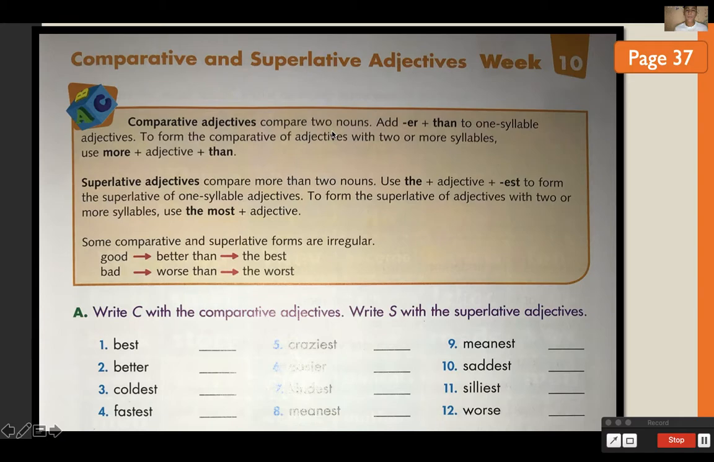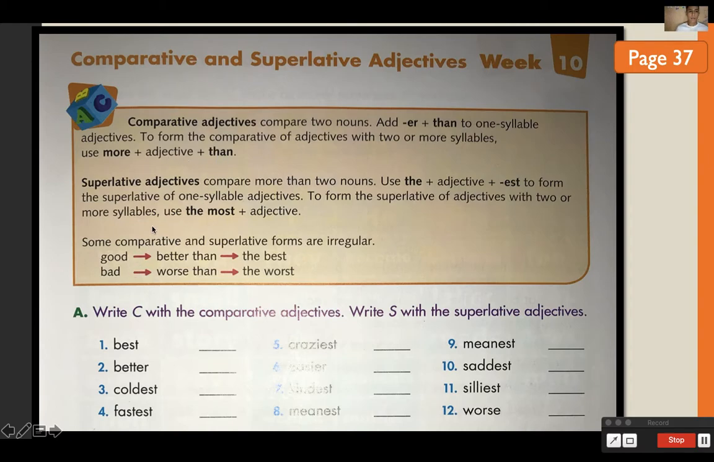Comparative adjectives compare two nouns, add er plus than to one syllable adjectives. So for the comparative of the adjective with 2 or more syllables, use more plus adjective plus than, ¿ok? Los adjetivos comparativos comparan dos cosas, ¿ok? Para los comparativos que solamente tienen una sílaba, vamos a agregar ER al final y luego than. Para formar los comparativos de adjetivos que tienen más de 2 sílabas, tenemos que utilizar more más el adjetivo más than.